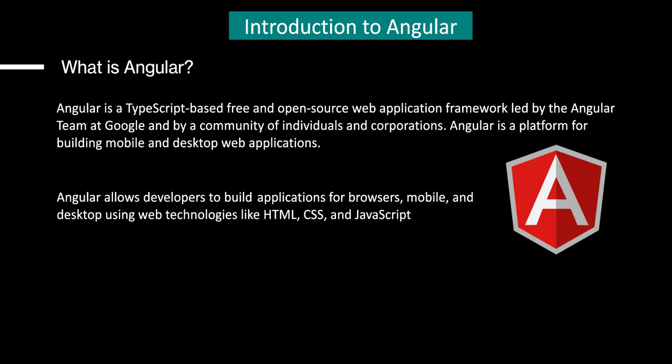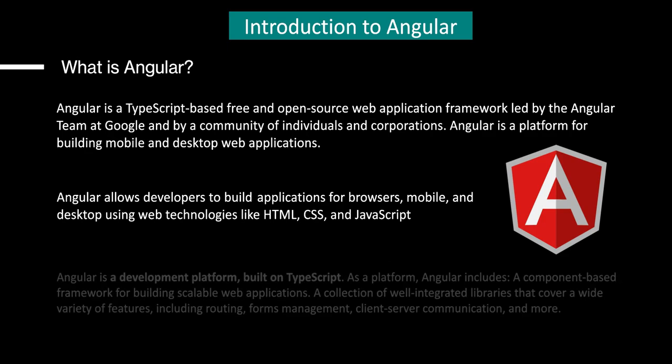So Angular allows developers to build applications for browsers, mobiles, and desktop using web technologies like HTML, CSS, and JavaScript. Some of the key features of Angular are component-based architecture, scalability and maintainability, strong support for two-way data binding, and dependency injection, which we'll discuss in our upcoming videos, and a comprehensive set of built-in directives and services.